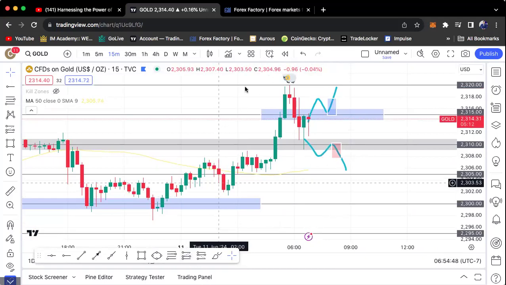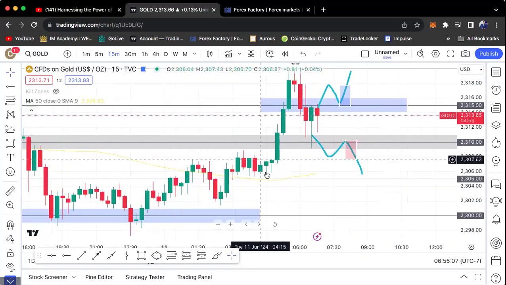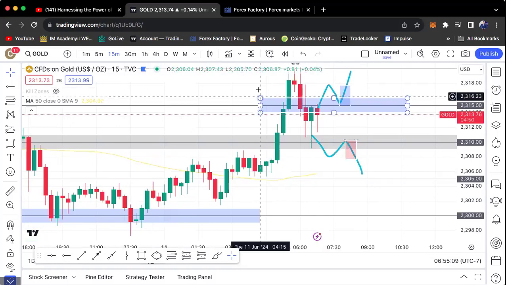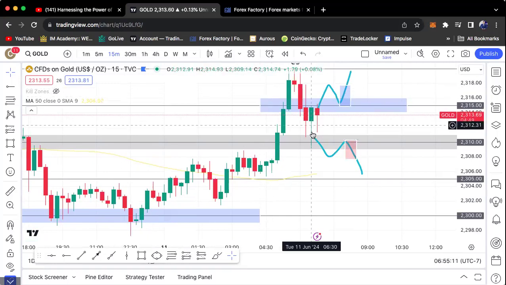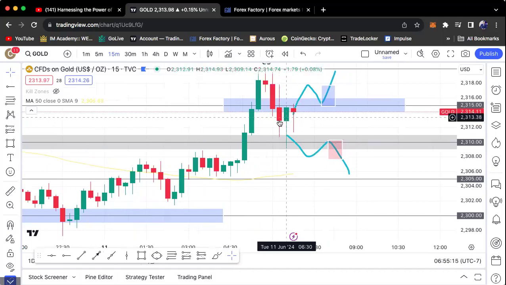The wicks indicate opposite market direction? No, the wicks indicate liquidity. The wicks indicate money, and also indicate where price used to be. So all these wicks indicate liquidity and also where price used to be. Price used to be here, but then it shot up.